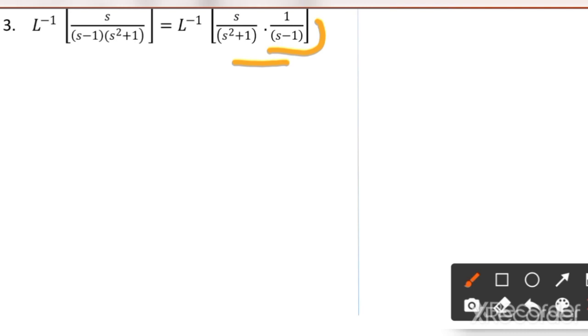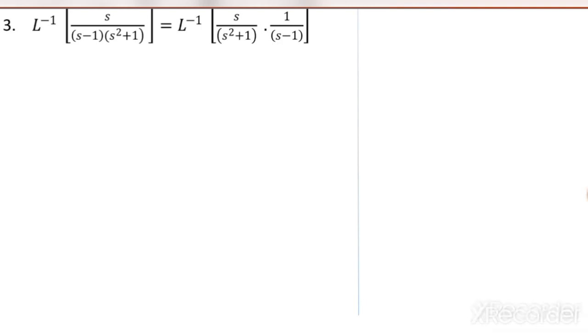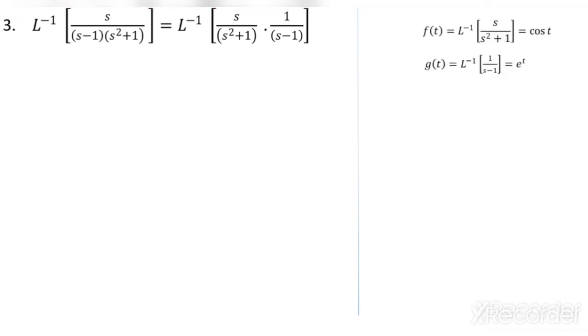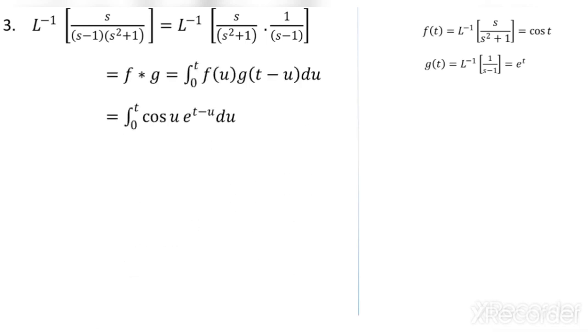But s by s square plus 1 as well as 1 by s minus 1 both give L inverse. One is cos and the second one is exponential. So immediately I can get it. So what we have, L inverse of s by s square plus 1 is cos t, L inverse of 1 by s minus 1 is e power t. So by convolution it is f star g, as you know already. So just apply that definition of convolution, integral of f of u g of t minus u du, and substitute immediately.